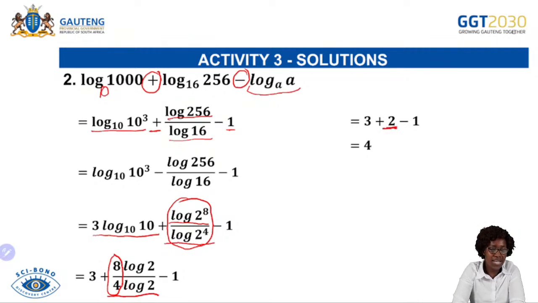So we now end up with 3 plus 2 minus 1. And 3 plus 2, as we all know, is 5. 5 minus 1 is 4. Hopefully, there are learners who are very excited because they got the solution right. Moving on to the next one.